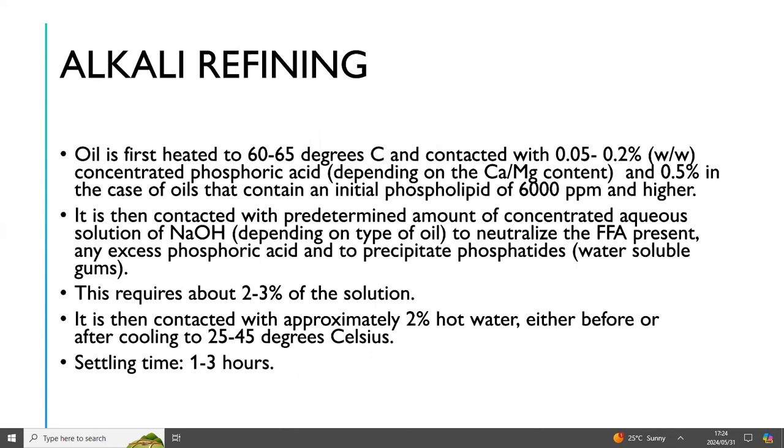So in alkali refining, oil is first heated to around 60-65 degrees Celsius to reduce its viscosity, so that when you're adding other ingredients like your acid and your caustic, it mixes properly. It is conducted with 0.05 to 0.2% on weight basis concentrated phosphoric acid, depending on calcium or magnesium content, and 0.5% acid in the case of oils that contain an initial phospholipid of 600 ppm and higher. So if your oil has higher phospholipid, then you need 0.5% of phosphoric acid.